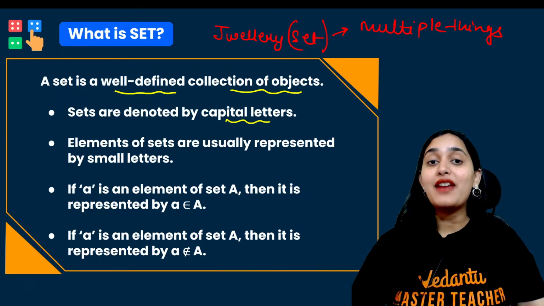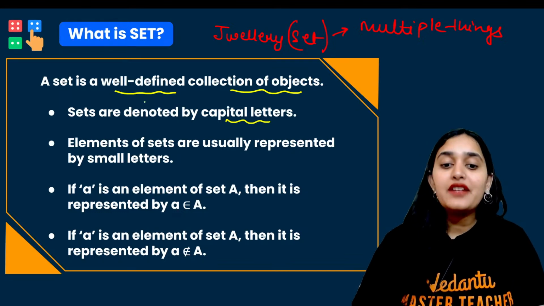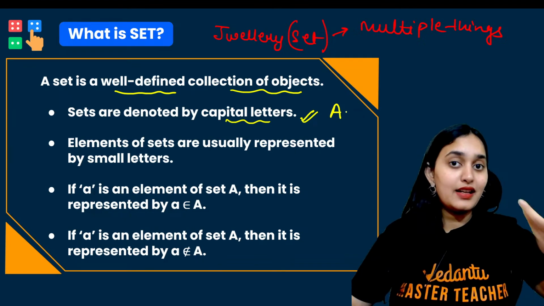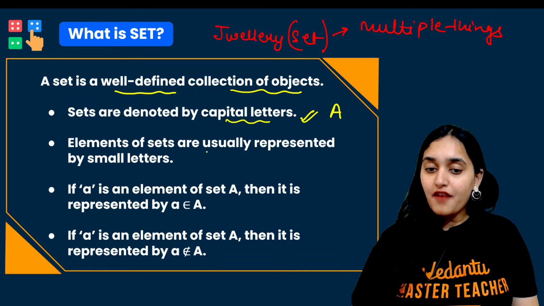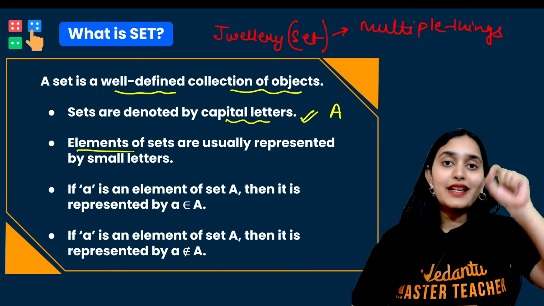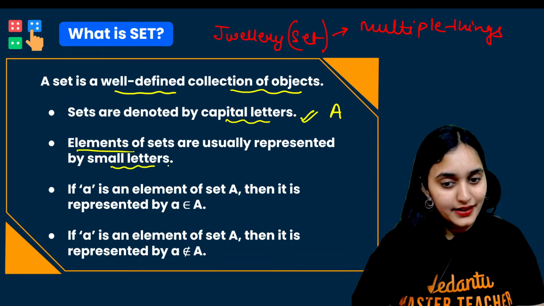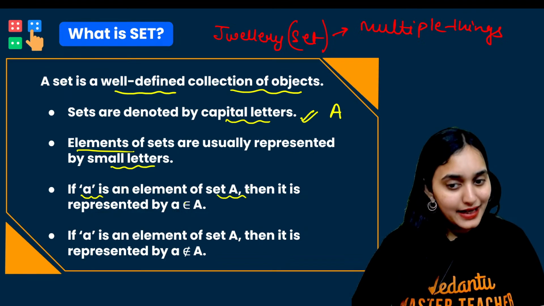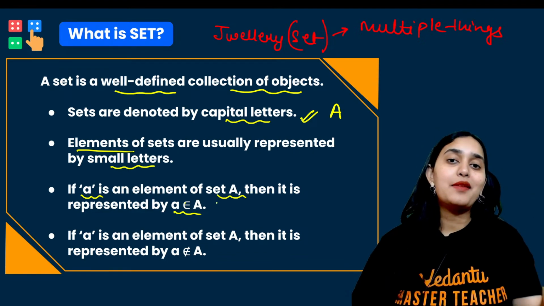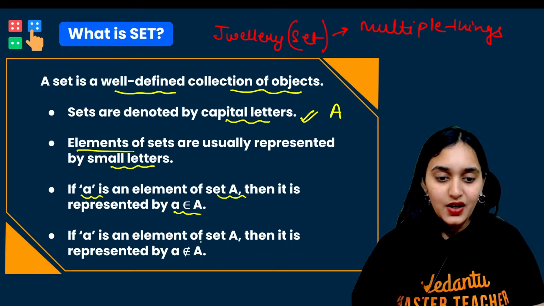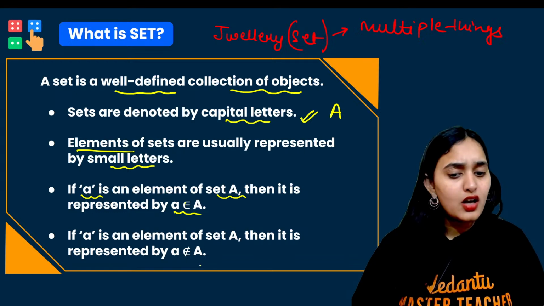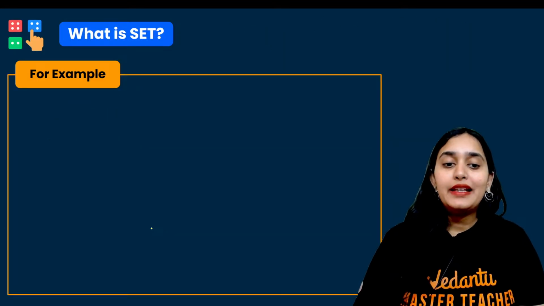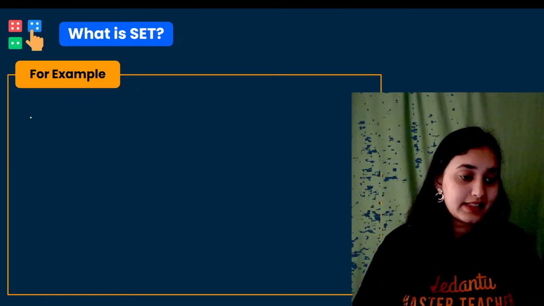Alright, now how do you write a set? So sets are denoted with the help of capital letters. So every set will have a name like this: capital A, capital B, that is the name of the set. The elements of the sets, the elements means the objects which are inside the set are represented using small letters. Now, if I say that small a is an element of set capital A, then it basically denotes that this element belongs to the set. Okay? And if the element does not belong to the set, it is denoted as does not belong to. Okay? So, let's see some examples of sets.